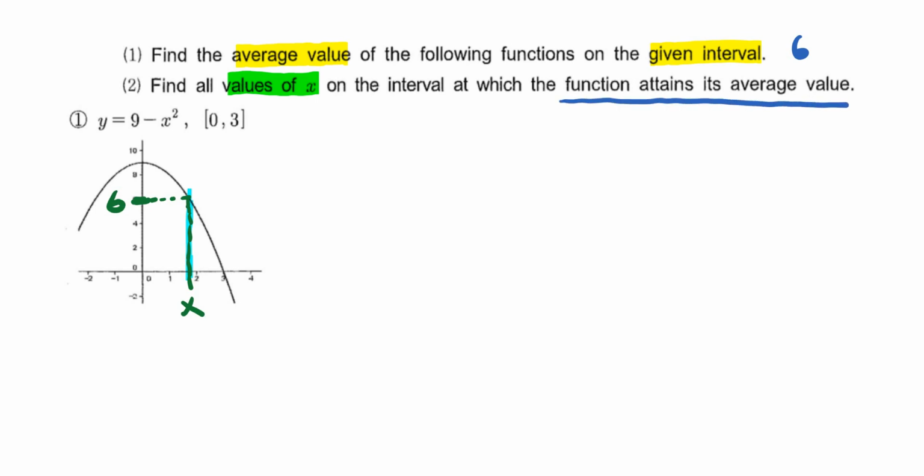So all we need to do now is we know that the function is y equals 9 minus x squared. And we know the average value has a value of 6.